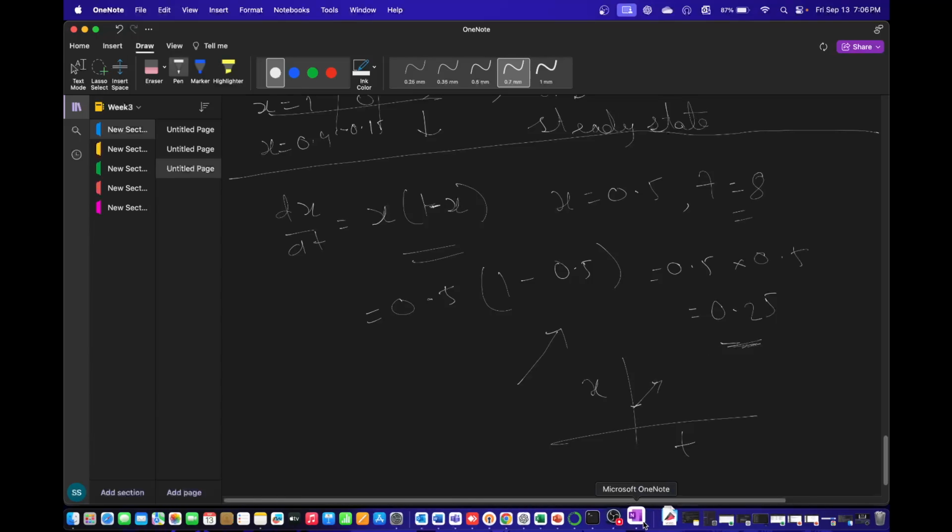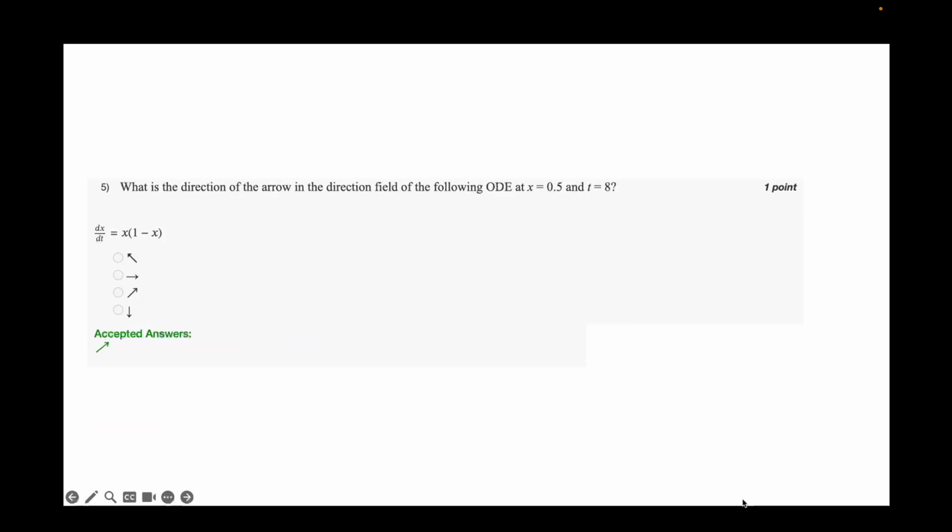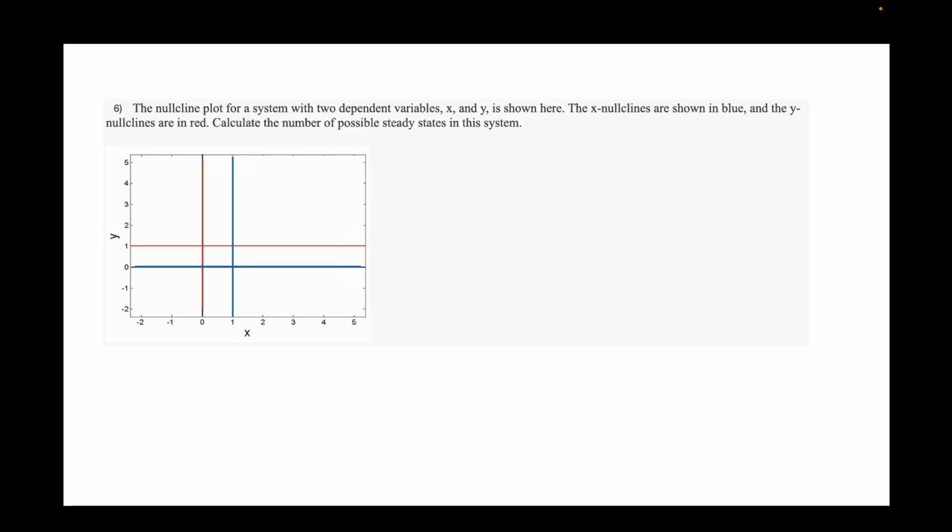So the direction field will be given by, I think, option number C. Let me check. Yeah, option number C. It's actually nothing but the slope of the ODE at that particular point. T is given, but there is no T in the equation, so the slope does not depend on T. You only need the value of x for the slope. Okay. Moving on.